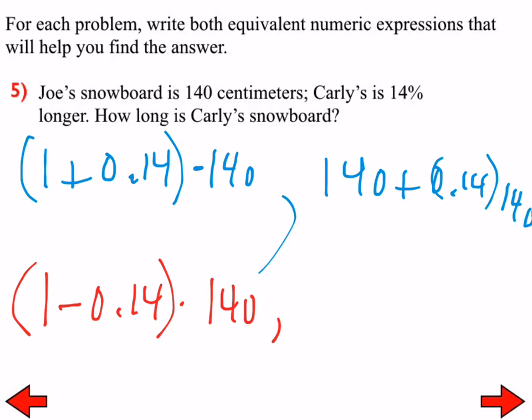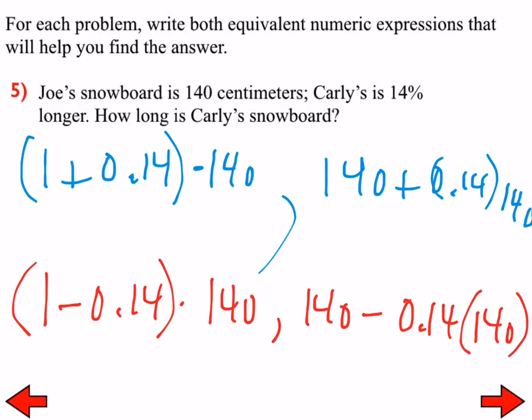What would the other one be? And I'm doing this for a reason, and so you can see exactly what's happening here. Yes? 140 minus 0.14 times 100. Okay, so if we're making it longer, we're extending the actual board 14%. Those are the expressions in blue. But if we're taking away 14%, like we're doing here and here, that means we are going to be making them short. So those are the two expressions in red there.